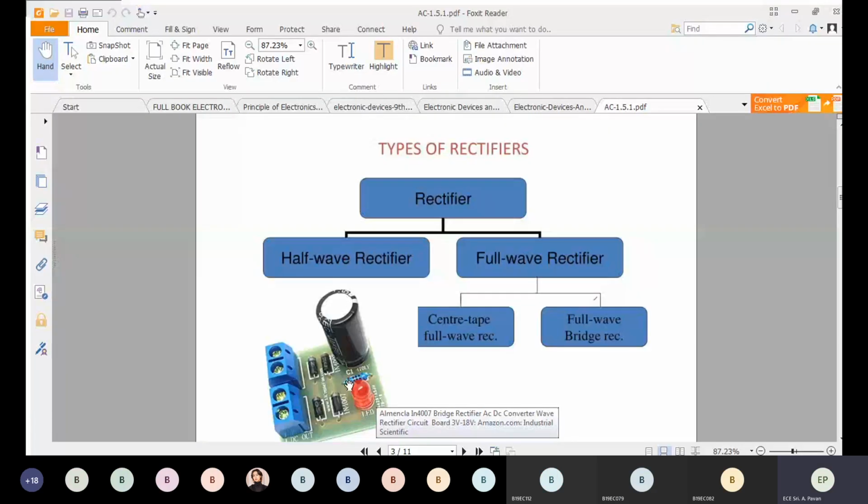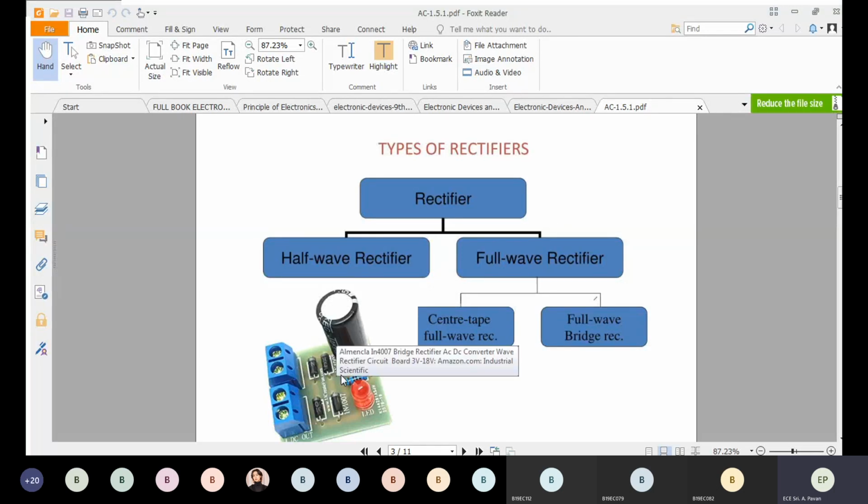We use an LED. If the LED glows, we can say we got the power. Fine. And this one is a capacitor, and this one is a resistor. So at the end of the chapter, we're going to build this sort of circuit and see the output.